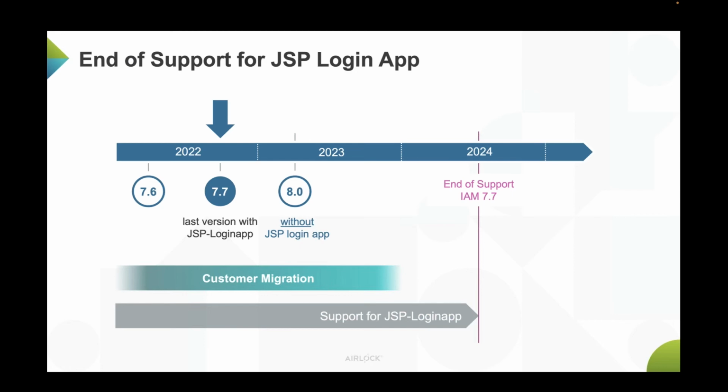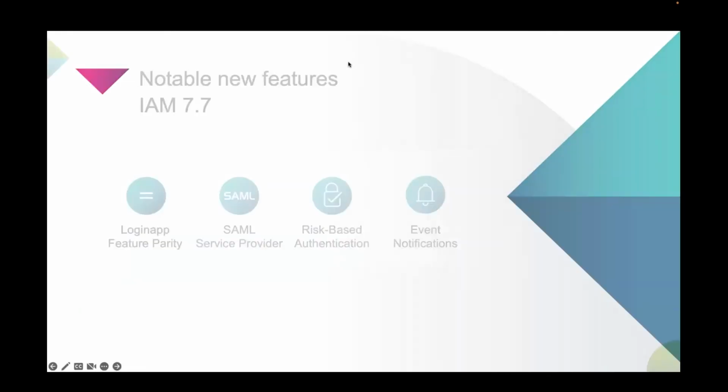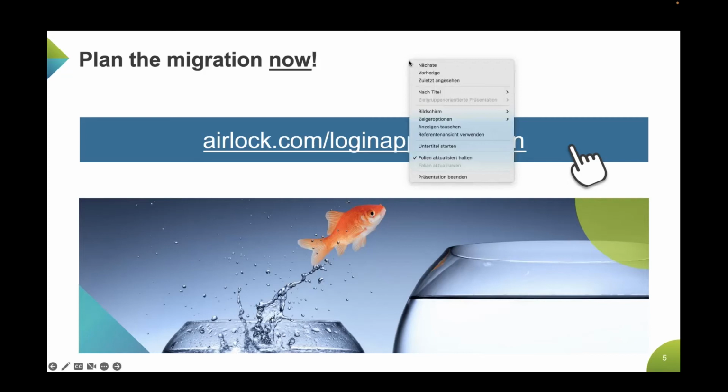Here again, as in the last few webinars, the schedule. You see in the arrow where we are now, and the next release in spring 2023 will be 8.0. It will be the first release without the JSP Loginapp. End of support for the release 7.7 with the JSP Loginapp is planned to be in mid 2024. So you still have some time to migrate to the new Loginapp, but it's no longer really a long time. So if you haven't planned the migration so far, please do so now and contact us if you need help.